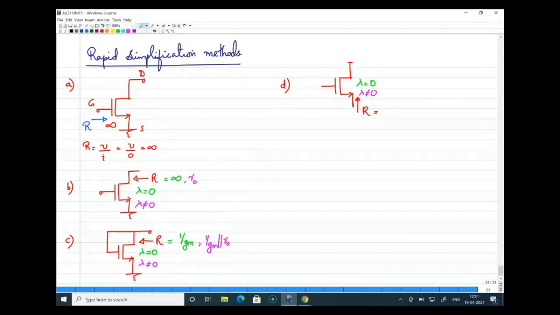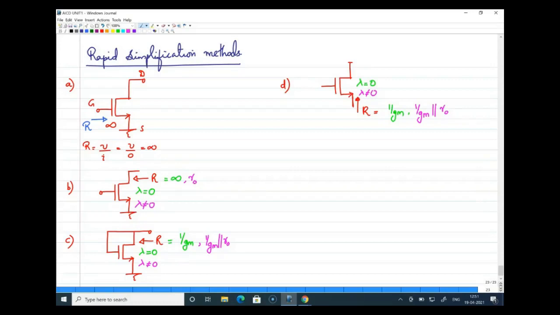What will be your resistance when your lambda is equal to 0? It is 1 by gm. Yes, it is true. When your lambda is equal to 0, it is 1 by gm. And when your lambda is not equal to 0, it is 1 by gm parallel to R0.